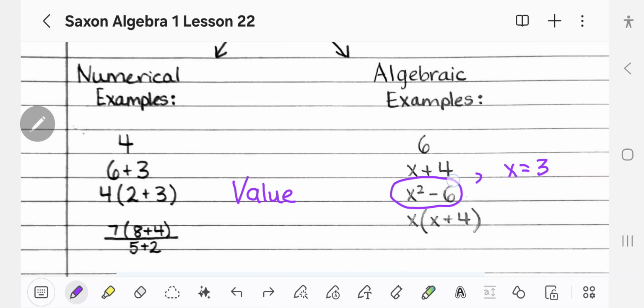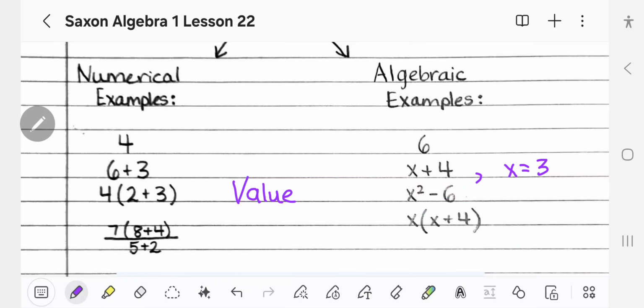And this, if we use that x is equal to 3, we would say 3 squared, which is 9, minus the 6, which is 3, and it would have a value of 3. And then here, we could put the 3 in here. 3 plus the 4 would give me 7, and then also put a 3 here. That 7 times that 3 would be 21.